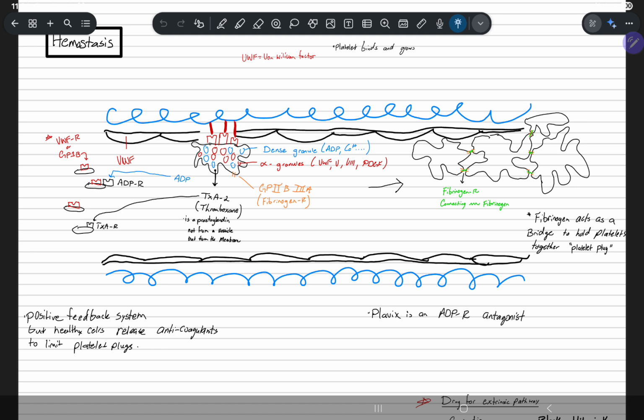And it's a positive feedback system. But the healthy cells around it, these ones over here, will release anticoagulants to keep the platelet plug size limited to just the area that's damaged.